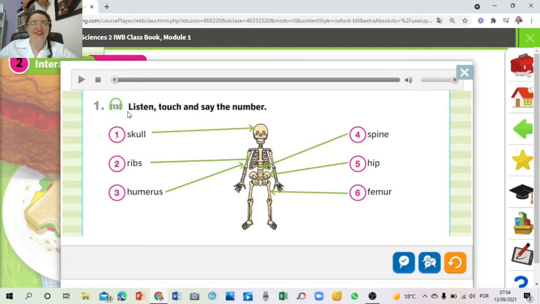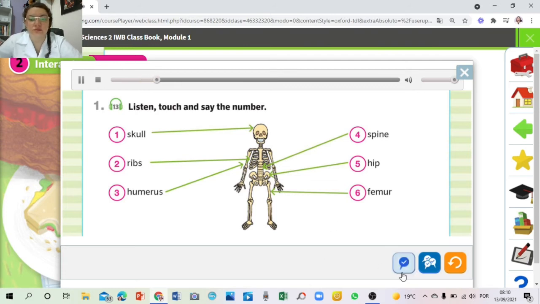And based on this information, I want to do exercise number one. Okay? Look, listen to the information. Touch, toque, okay? And say the number. E fale o número. Let's go. Listen, touch, and say the number. Ribs. Guys, ribs. Touch your ribs. Toque suas ribs. Costelas. Yes. Great. Number two. Femur. Touch your femur. Toque o seu osso da coxa, ok? Femur. That's it.